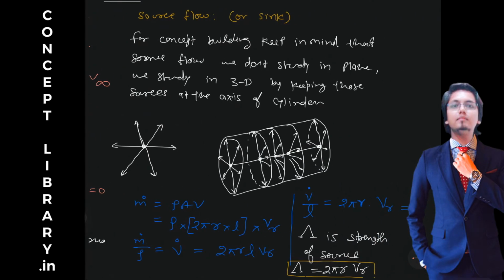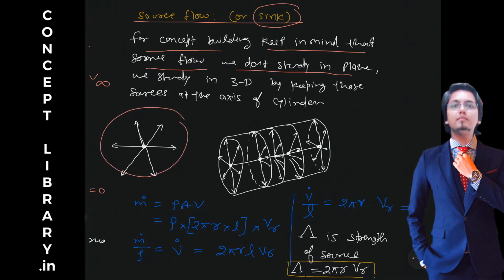Now go for source flow, which is the second flow. You can also say sink flow. For concept building, keep in mind that we don't study source flow in a plane like this. We study it in 3D by keeping those sources at the axis of a cylinder. So as you can see, there is a cylinder here, and here I have kept sources. All the sources are here.